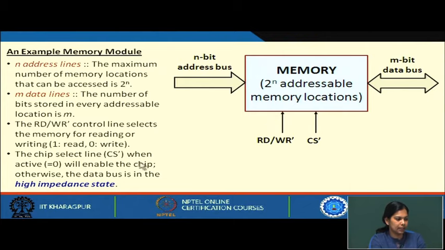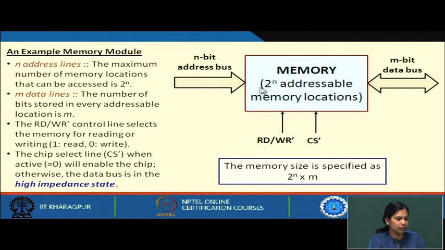As I said, the chip select line is active low, so it is active when it is 0. This will enable the chip when it is 0, otherwise the data bus is in a high impedance state. So this memory module will not be selected in that case.